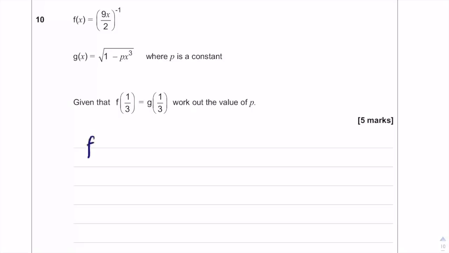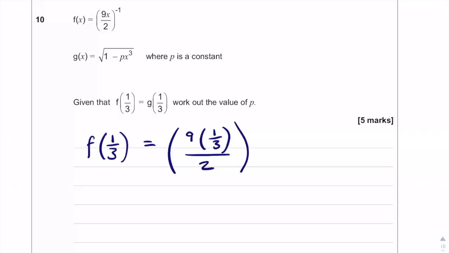So we're going to have f of 1/3, that's going to be equal to 9 multiplied by 1/3 all over 2, all raised to the power minus 1. So if we simplify what's inside the bracket first, the 9 multiplied by 1/3 is going to give us 3. So that's going to be 3 over 2 all to the power of minus 1. And anything raised to a negative power gives us the reciprocal of that value. So we get 2 over 3.